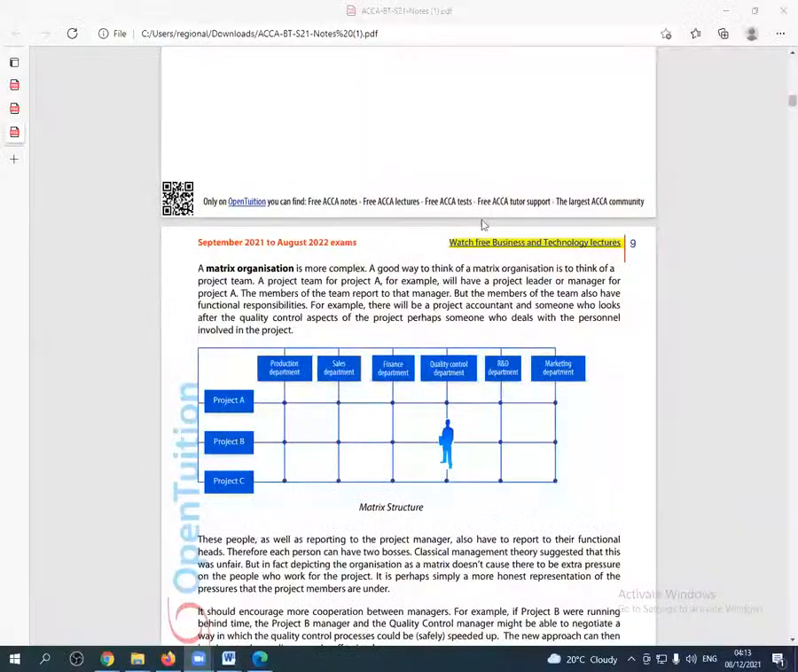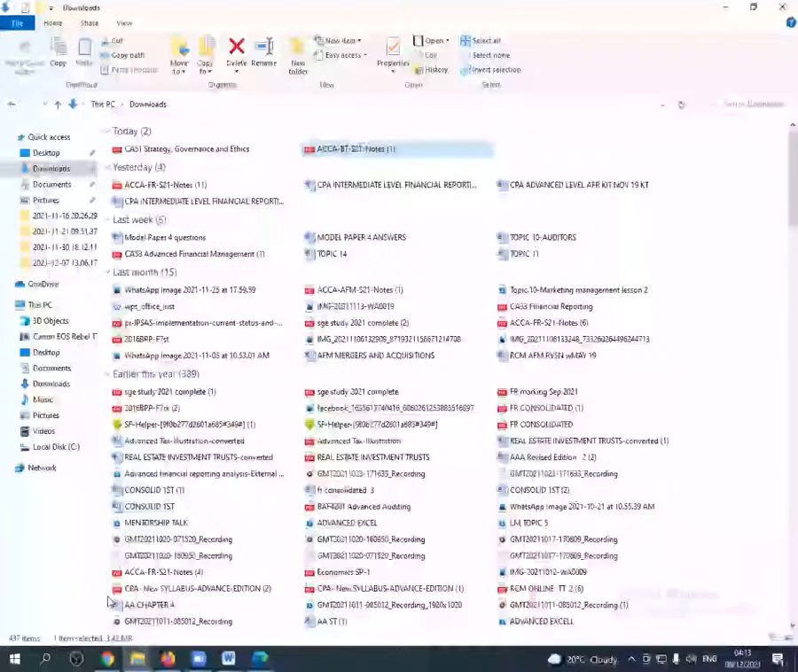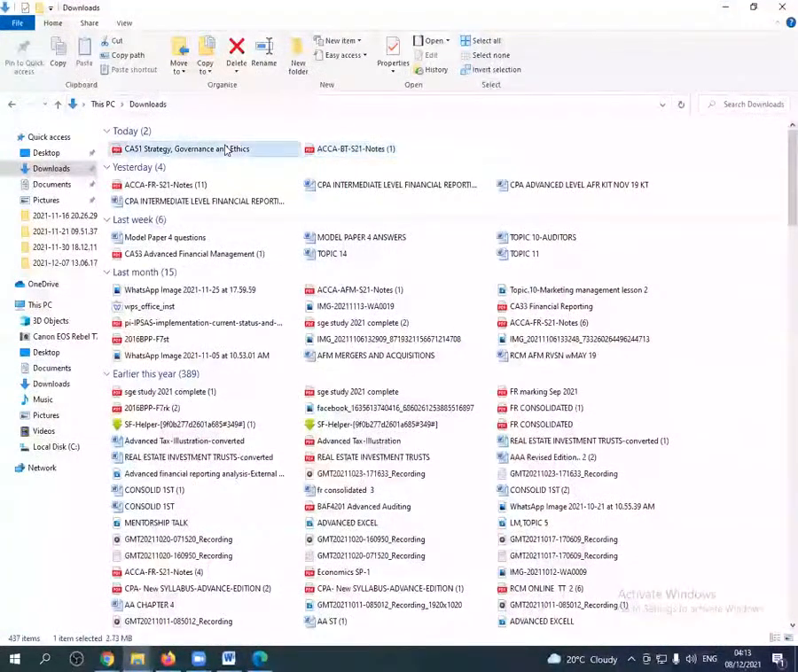Okay. What I would want us to do is to look at November 2020, and really get to see how this thing is tested in our exam. In our exam, how do we get this thing tested?